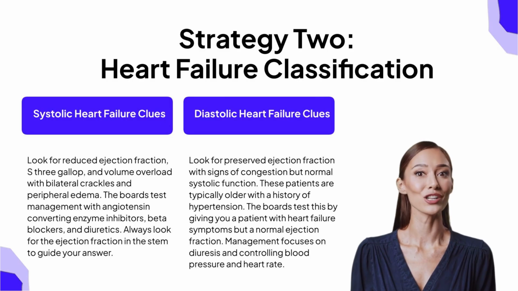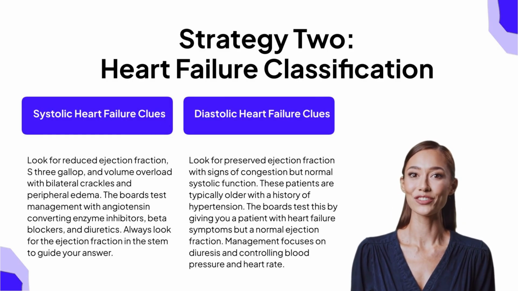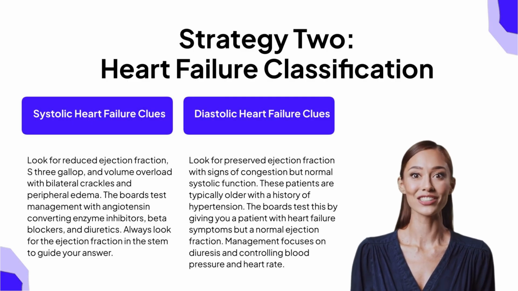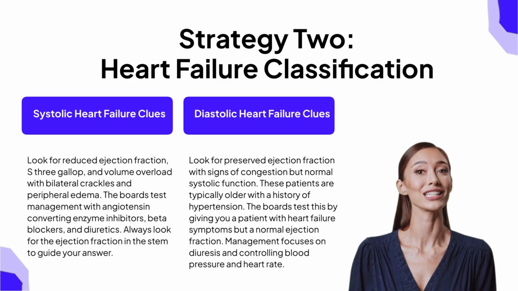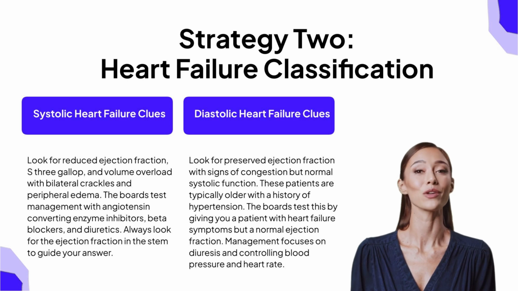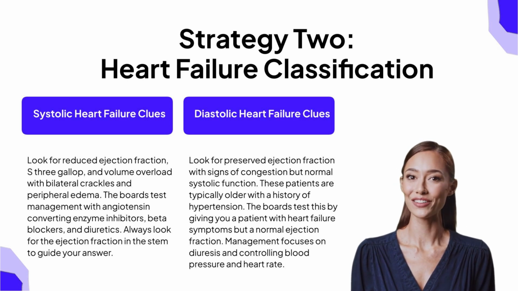Strategy 2 is about heart failure classification. This is one of the most commonly tested topics on the boards. You need to be able to quickly distinguish systolic from diastolic heart failure based on the clinical vignette. For systolic heart failure, also called heart failure with reduced ejection fraction, you will see a dilated heart with reduced pumping function, an S3 gallop, and signs of volume overload like crackles and edema. The management here is well defined. Angiotensin-converting enzyme inhibitors, beta blockers, and diuretics are your go-to medications.